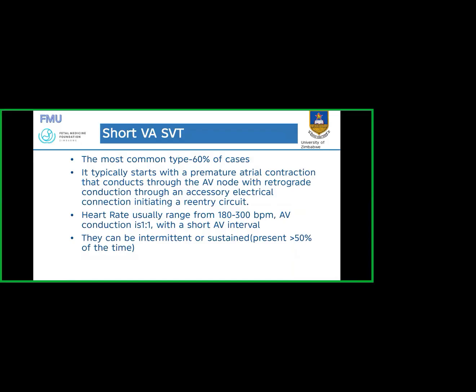I'll go on to short VA supraventricular tachycardia. This is the most common type of supraventricular tachycardia, representing 60% of the cases. It typically starts with a premature atrial contraction that conducts through the AV node with a retrograde conduction through an accessory electrical connection, initiating a re-entry circuit.